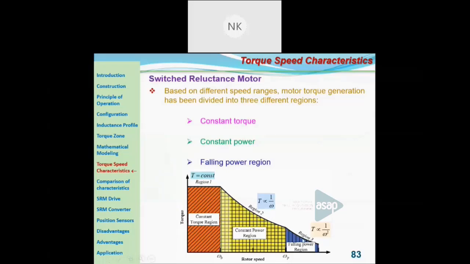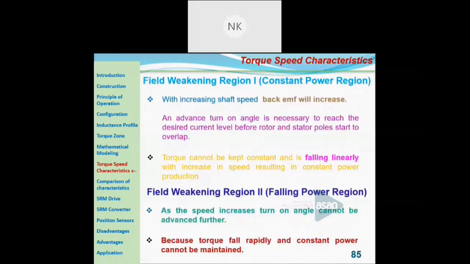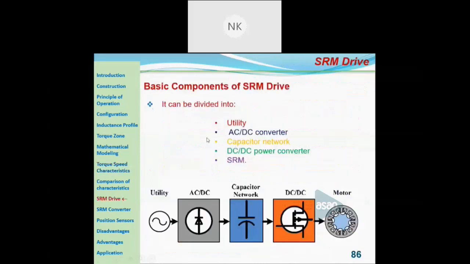In region 3, the falling power region, or constant slip speed region, T will be proportional to 1 by omega square, or T omega square is equal to a constant. The same thing is explained here also. At rated speed, below the base speed, torque can be maintained constant, and above it, torque falls linearly with increasing speed, that is T proportional to 1 by omega. And next we will see the basic components of SRM drive.